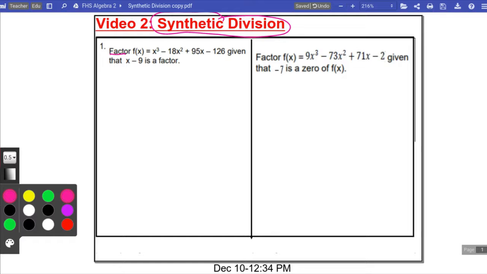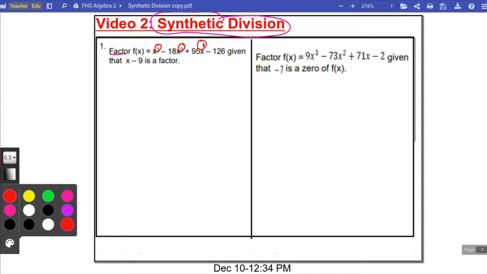They want me to factor this right here, given that x minus 9 is a factor. What they're saying is, if this is a factor, it just means you have to divide by that. So what am I saying? First, we just check the exponents. 3, checked. 2, checked. 1, checked.